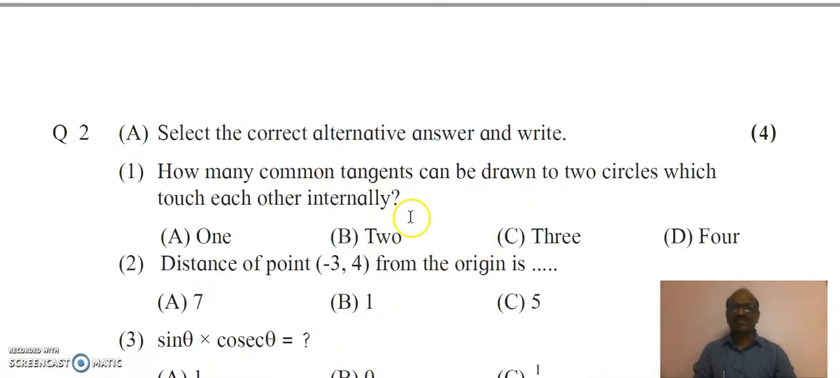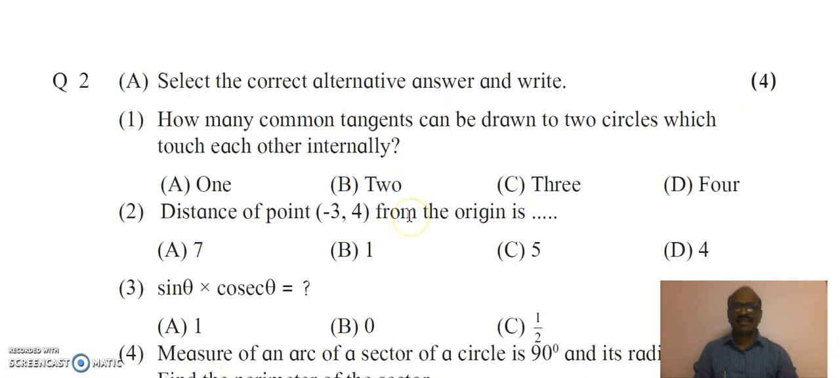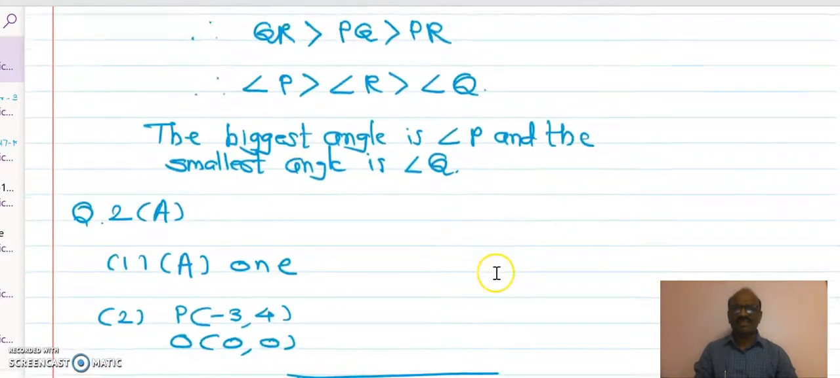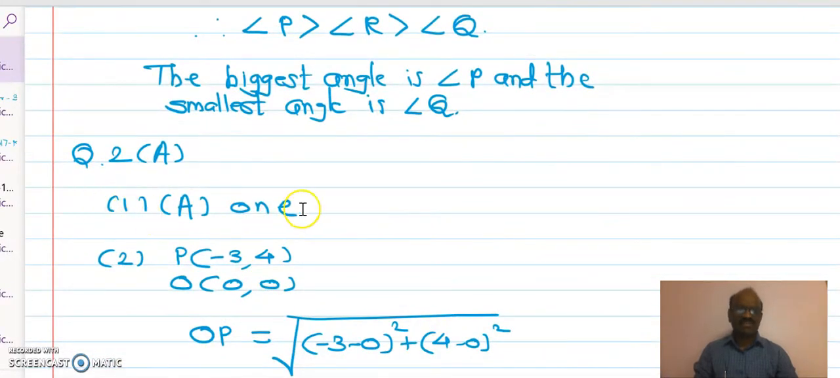Question number 2. Select the correct alternative and write the answer. Now see this. How many common tangents can be drawn to two circles which touch each other internally? This is a simple question. One tangent can be drawn. It's a very simple thing.